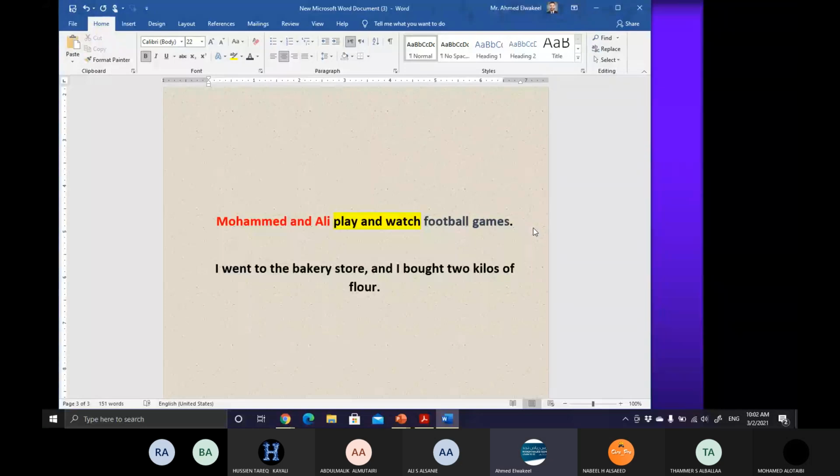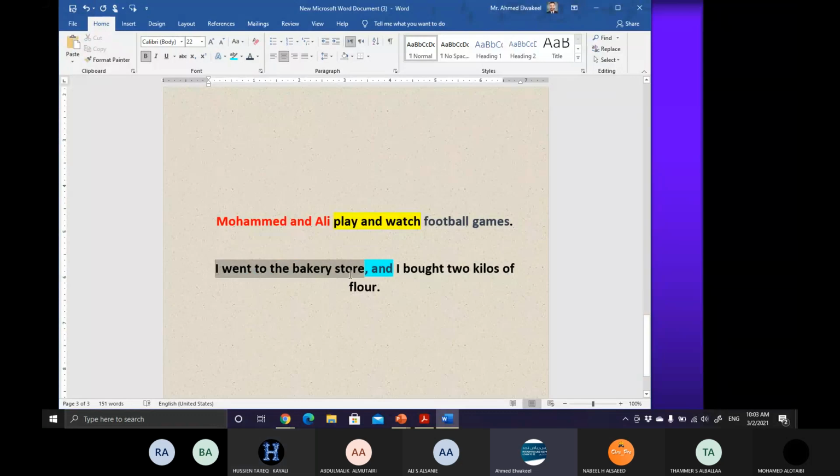So why do you call this a compound sentence? Hussein? Yes, teacher. Why do you call this sentence a compound one? First thing, because it has a conjunction, a coordinating conjunction, and a comma, and it combines 2 sentences.